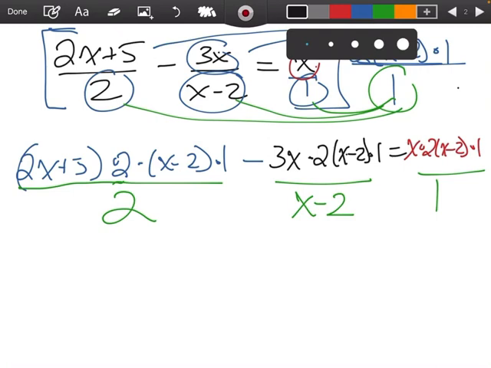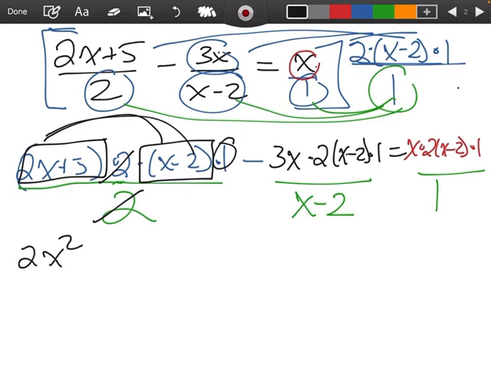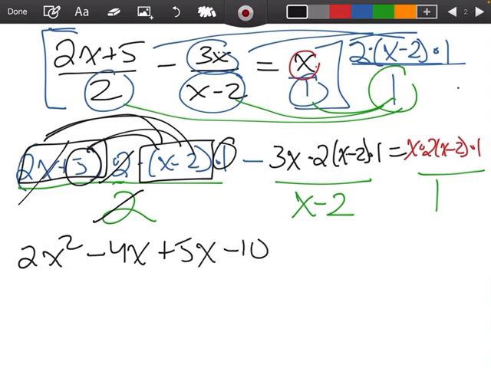Now, if we did this correctly, things should cancel out. So like this 2 and that 2 should cancel out, which means I need to multiply these guys together. I'm not going to worry about the 1, y'all, because when I multiply by 1, nothing really happens. So let's go slowly here. 2x times x is a 2x squared. 2x times minus 2 is a minus 4x. I've used this guy. Let's use the 5. So 5 times x is a positive 5x, and 5 times minus 2 is a minus 10.